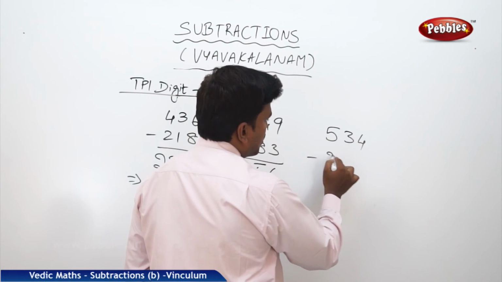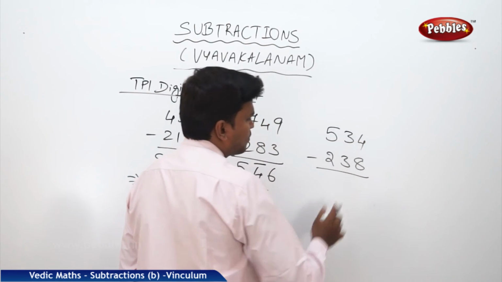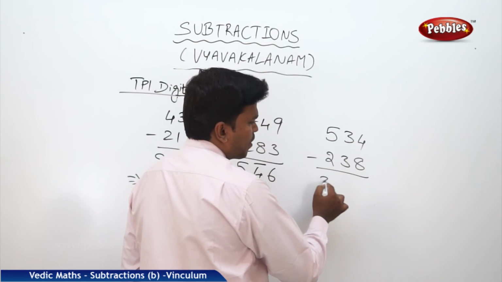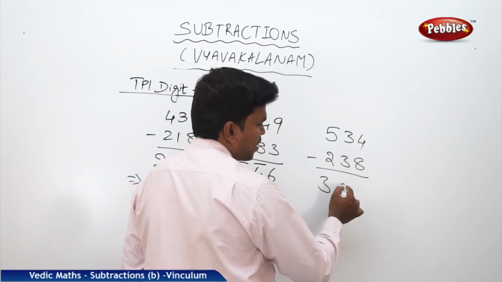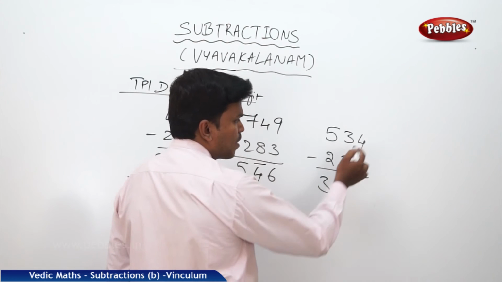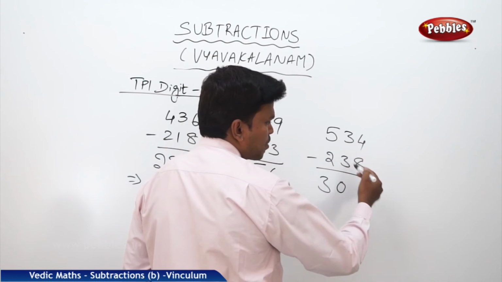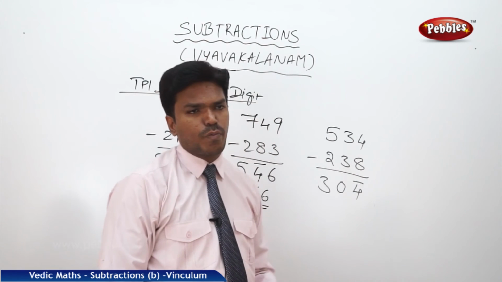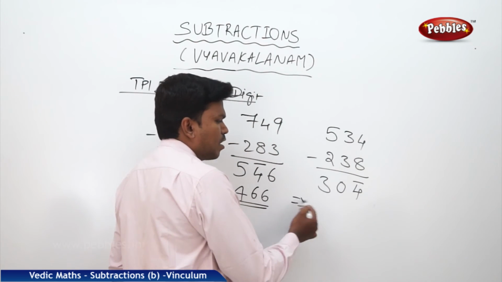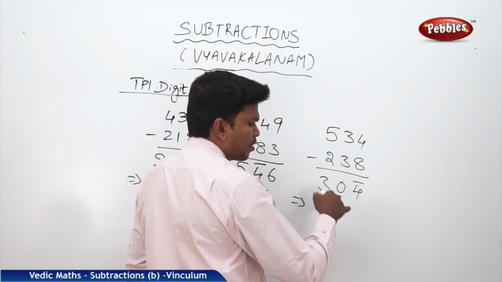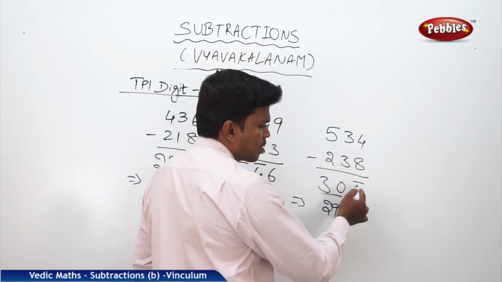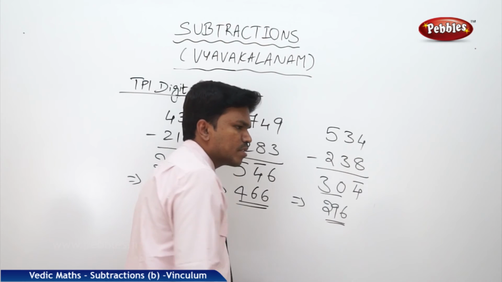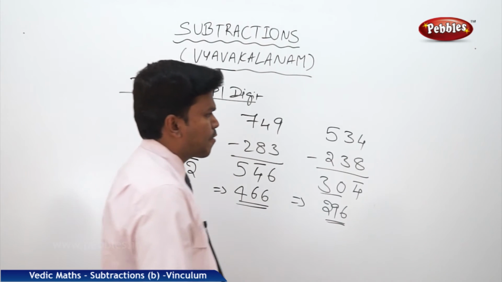Same way, suppose 534 minus 238. Okay, 5 minus 2, 3, but 3 only. 3 minus 3 will be 0, no problem. So 4 minus 8 not possible, so 8 minus 4 is 4 bar. So we got 304 bar, right? Now, the number before the bar is 30, reduced by 1, how much will it become? 29. So 4 bar's complement is 6. So what is our answer? 296.